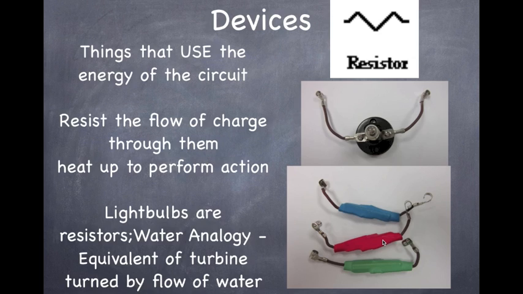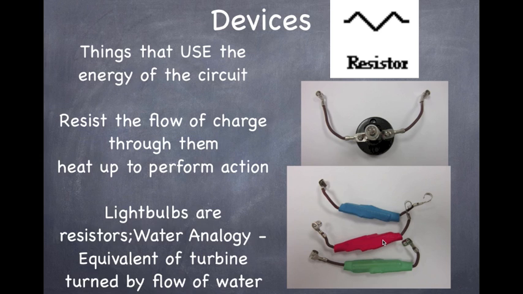Next, we have the device. The device is better known as the resistor, and the resistor is anything that uses the energy of the circuit. So what it does is it actually impedes the flow of charge. It doesn't really stop it, it slows it down. Whenever it slows it down, it creates friction, which generally heats up and allows you to perform the function of the circuit.